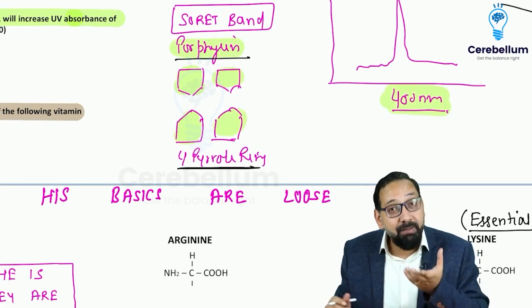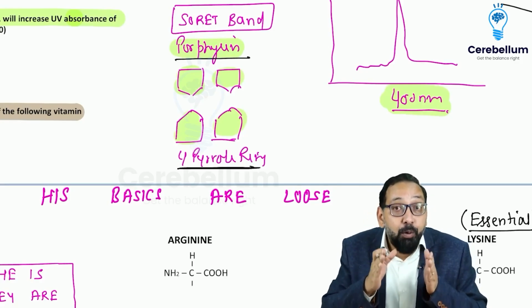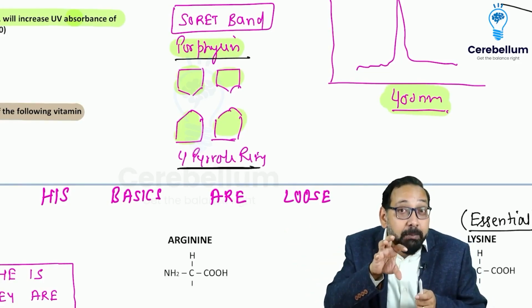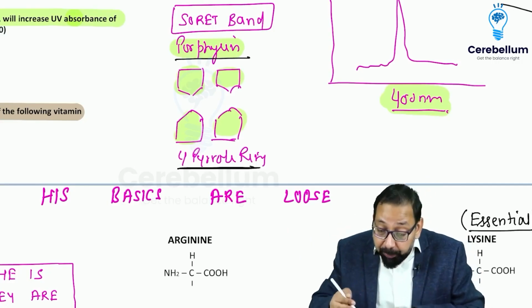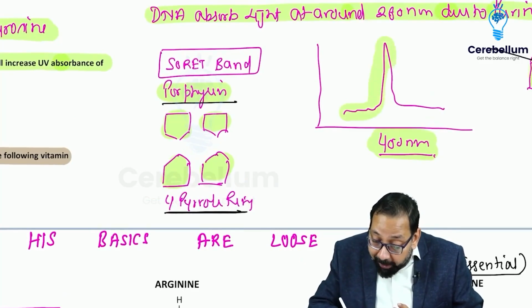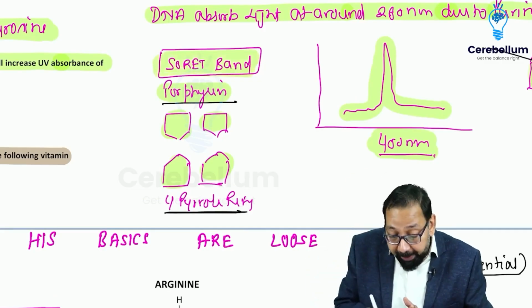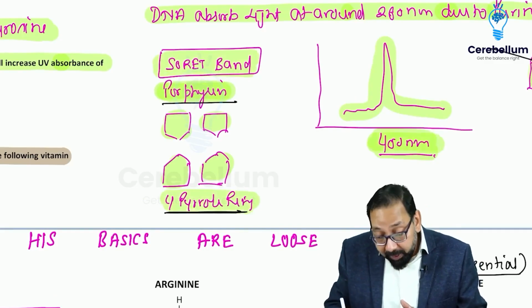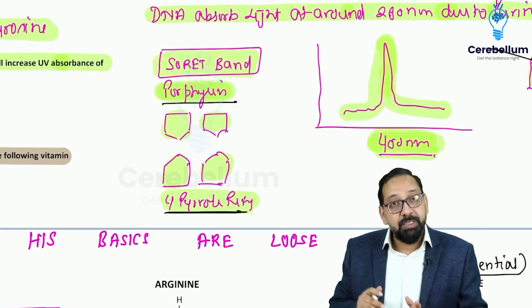If a person has porphyria and we take a sample, and porphyrin is present in this sample and you pass light through it, this sample will absorb light at around 400 nanometer. So there would be a sharp absorption band at 400 nanometer. This sharp absorption band is called the Soret band. So porphyrin, four pyrrole rings, 400 nanometer, that is the Soret band. Sometimes an image-based question is asked.